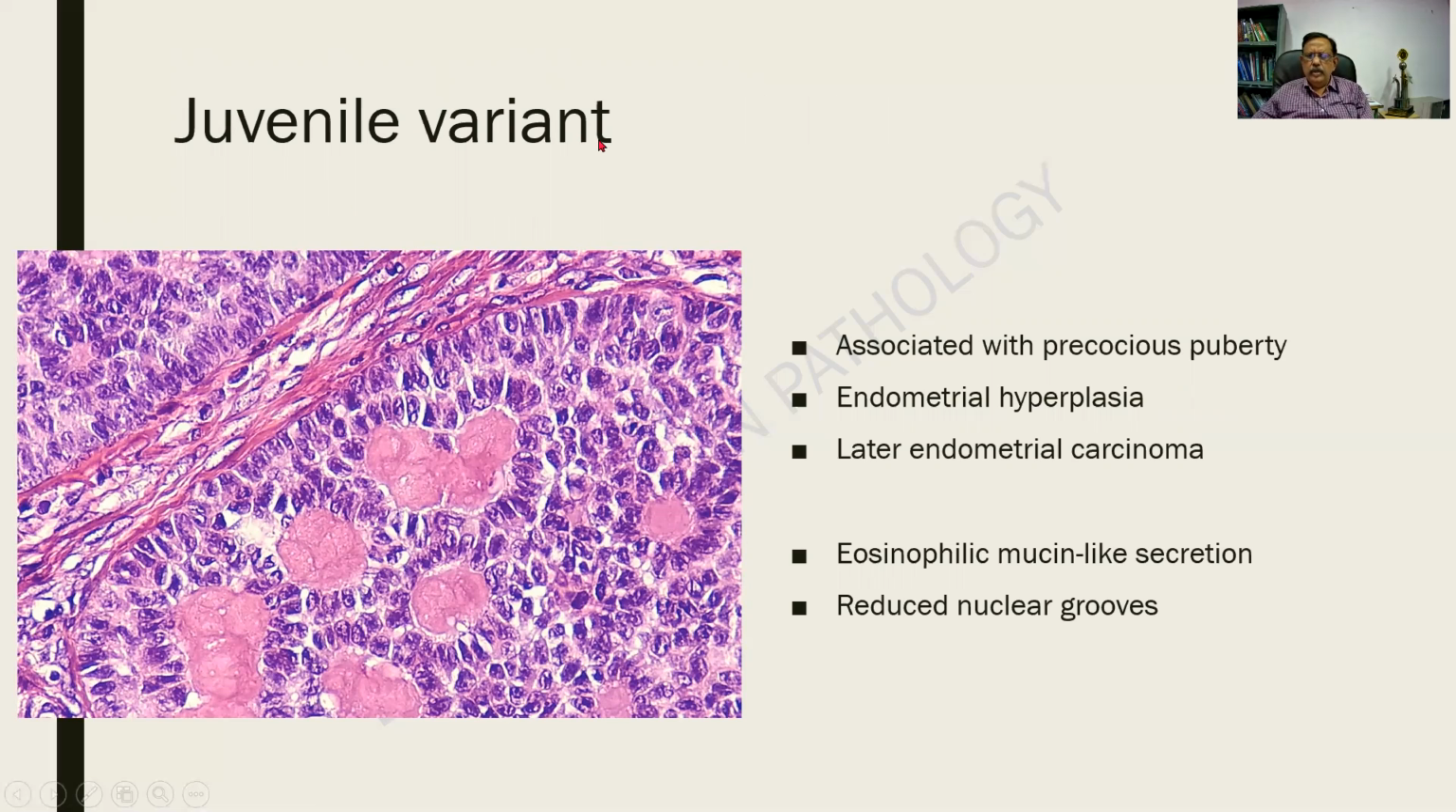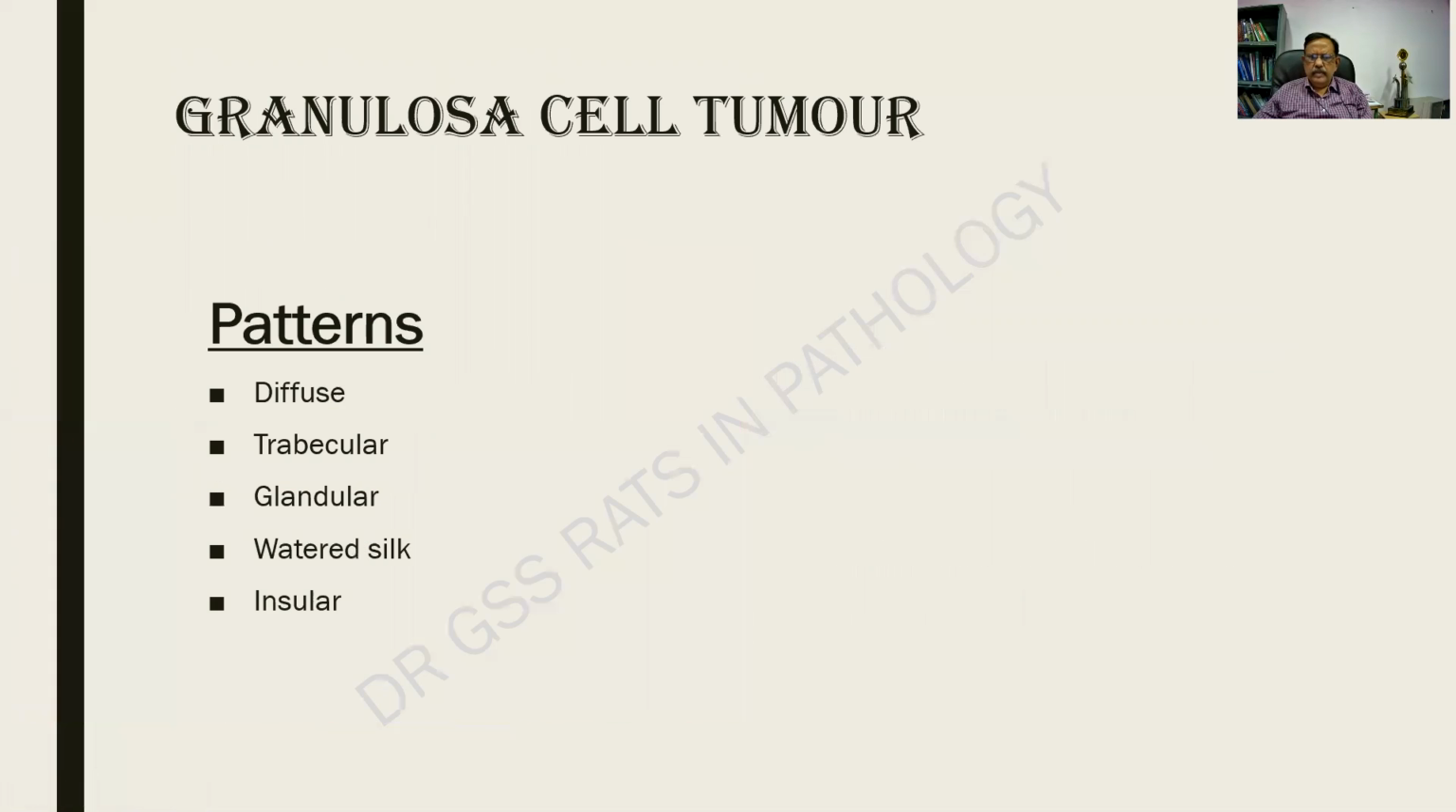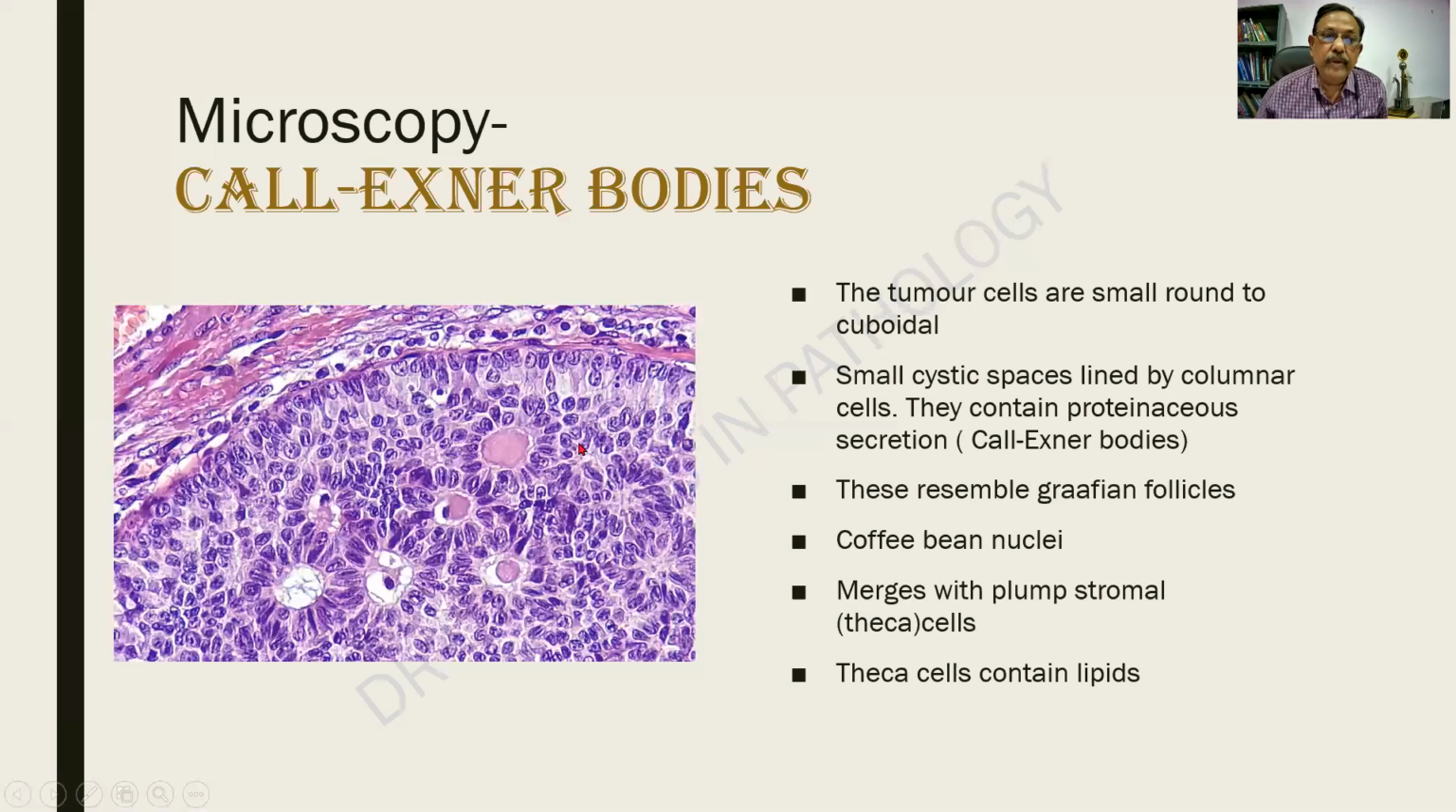There is another variant of it called the juvenile granulosa cell tumor. In this, you find the Graafian follicles are somewhat irregular and large areas of proteinaceous material are seen. So it can be associated with precocious puberty, endometrial hyperplasia, and later on the patient can develop an endometrial carcinoma. Nuclear grooves or coffee bean appearance is less common. What is this coffee bean appearance? You find that there will be a split in the nucleus. That is what we are supposed to be seeing. If you see the cells carefully, there will be a nuclear groove. There is grooving of the nucleus, and this is described as a coffee bean appearance.